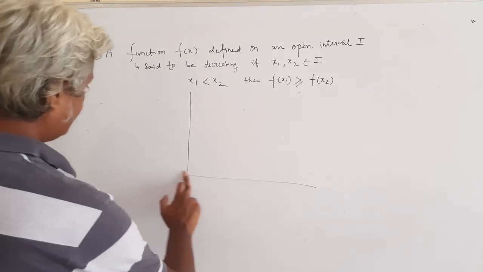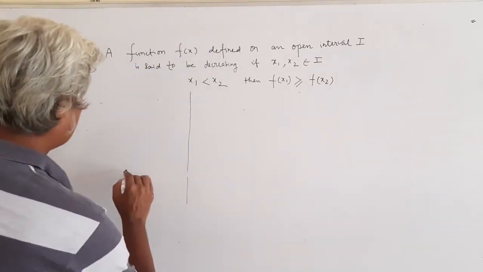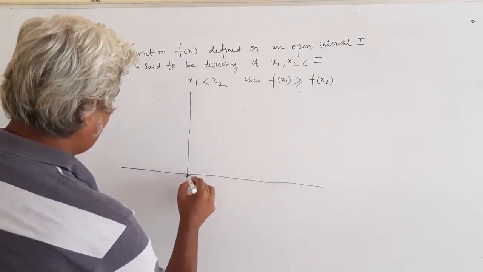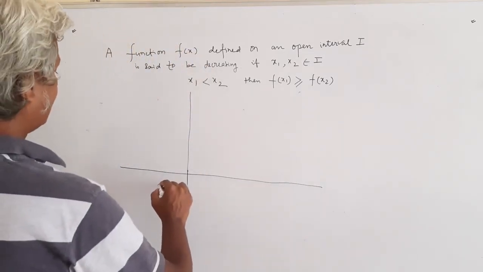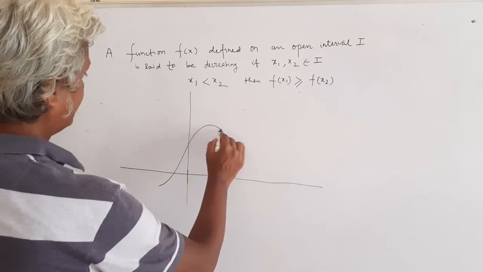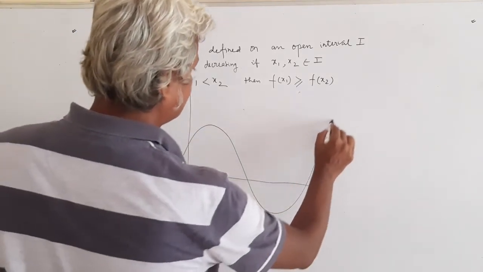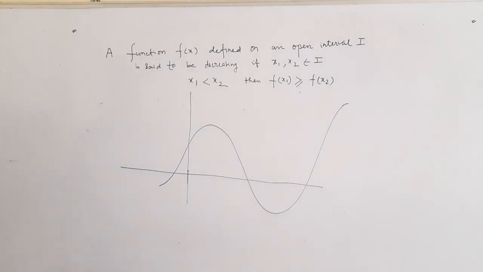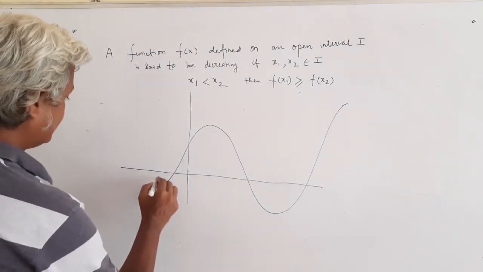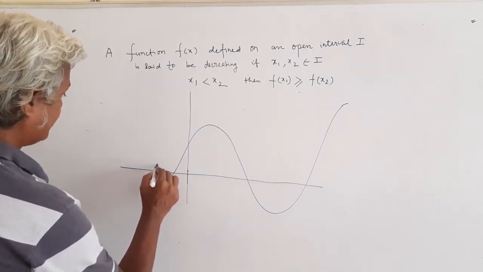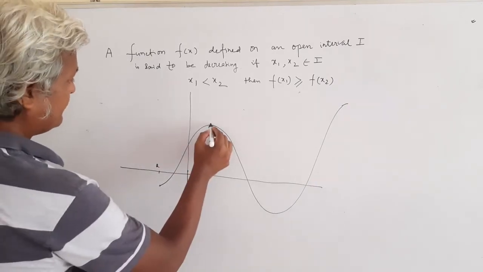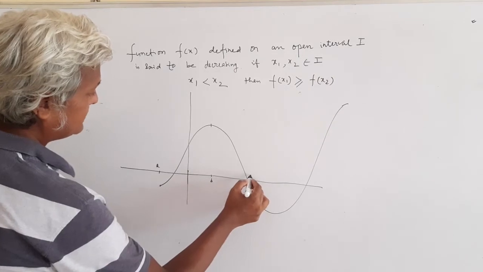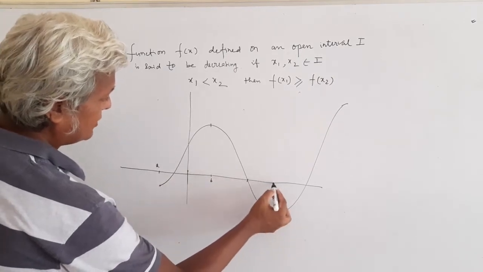So this line should be a little darker. Okay, now I have a graph and I just draw a random graph like this. Okay, so now see, from here, if I say that this value is small a and this value is small b, this value is small c here.